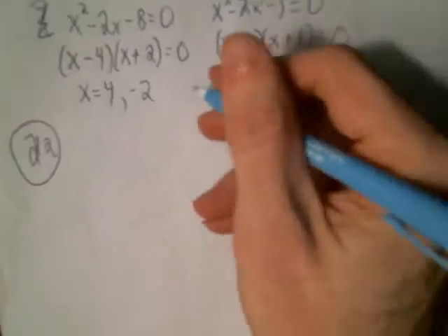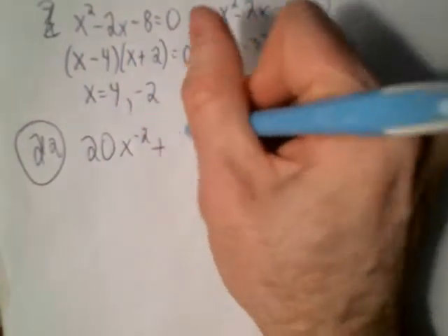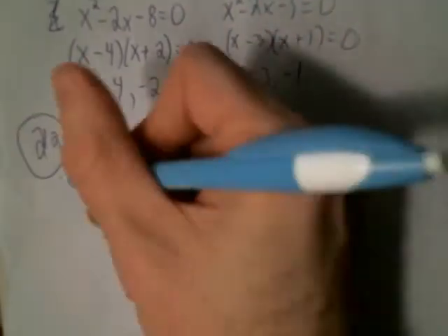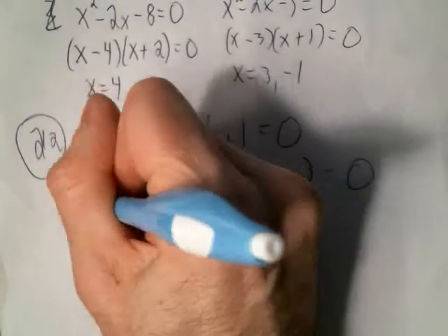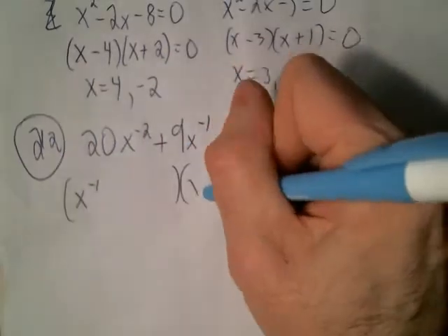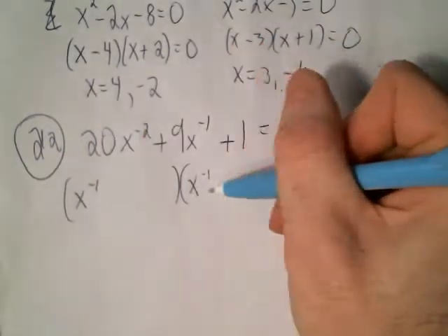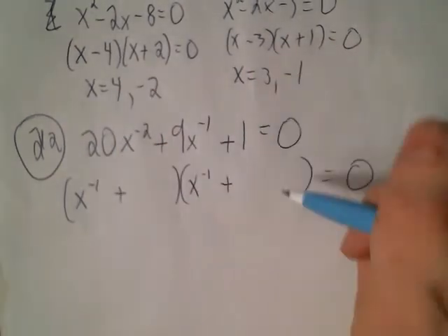Another variation on this theme: I have 20x to the negative 2 plus 9x to the negative 1 plus 1 is 0. So this time, it's x to the negative 1. You could cheat a little and just take this variable and plop them there and there. And then the signs have to be plus, plus.